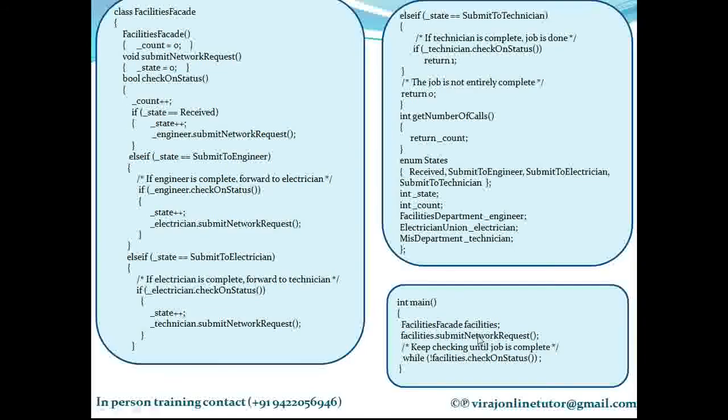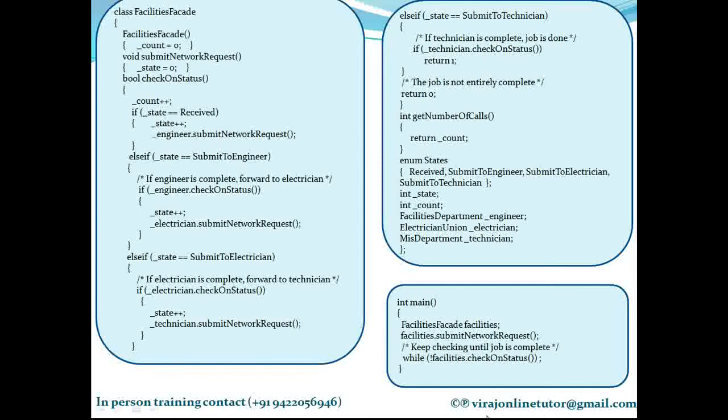So what are we doing here? I'm creating a Facade object. Then I'm submitting a request. And then I'm calling check on status of the Facade object till it is complete. So till the job is complete, I'm keeping on calling check on status of Facade. So see how my life has become easy.